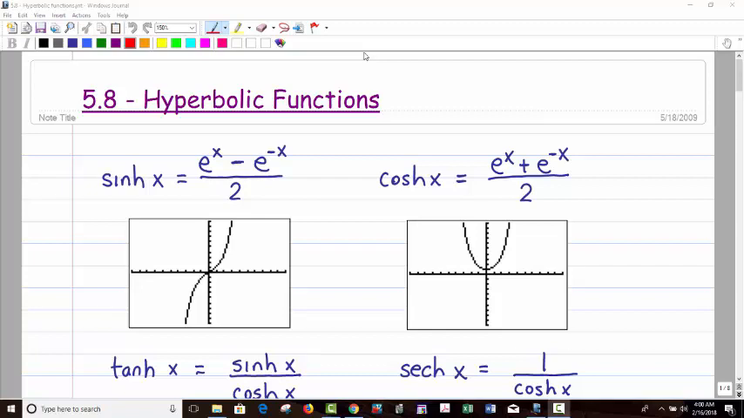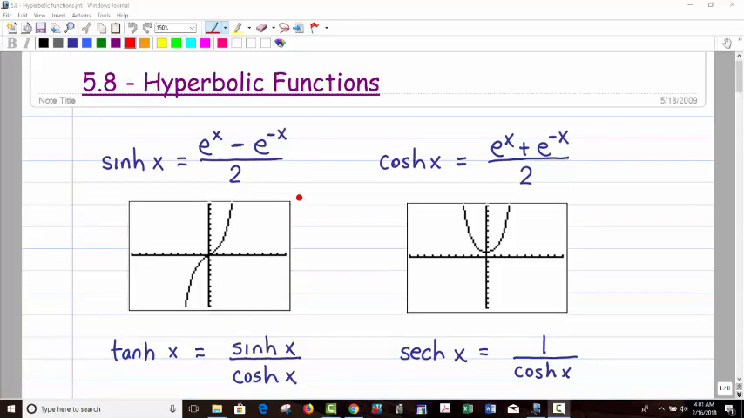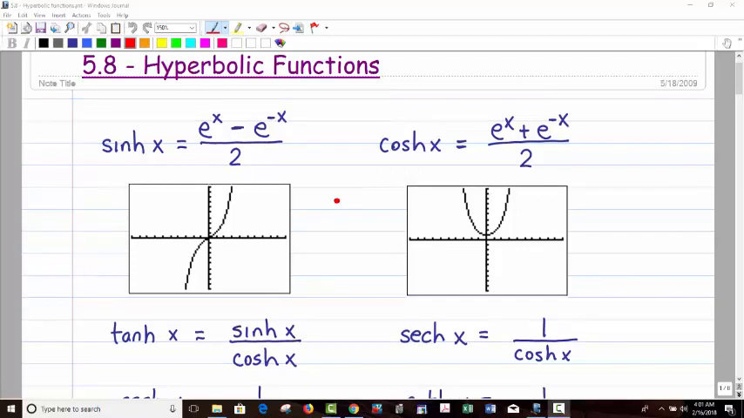This video is entitled Hyperbolic Functions. Now let's take a look at what the basic idea of a hyperbolic function is. Notice they have trig type names with h at the end of it, but their functions are exponential functions, e to the x. And I just put a couple of graphs down here.